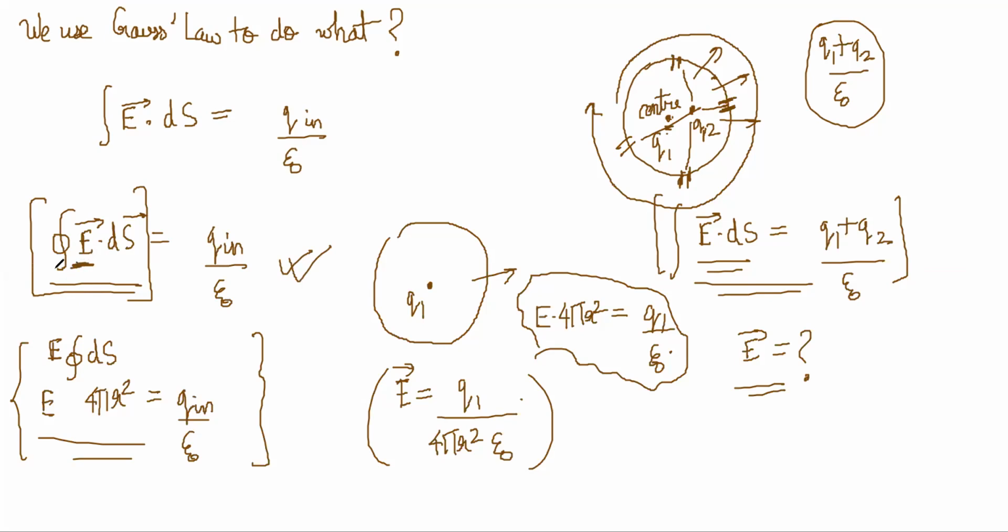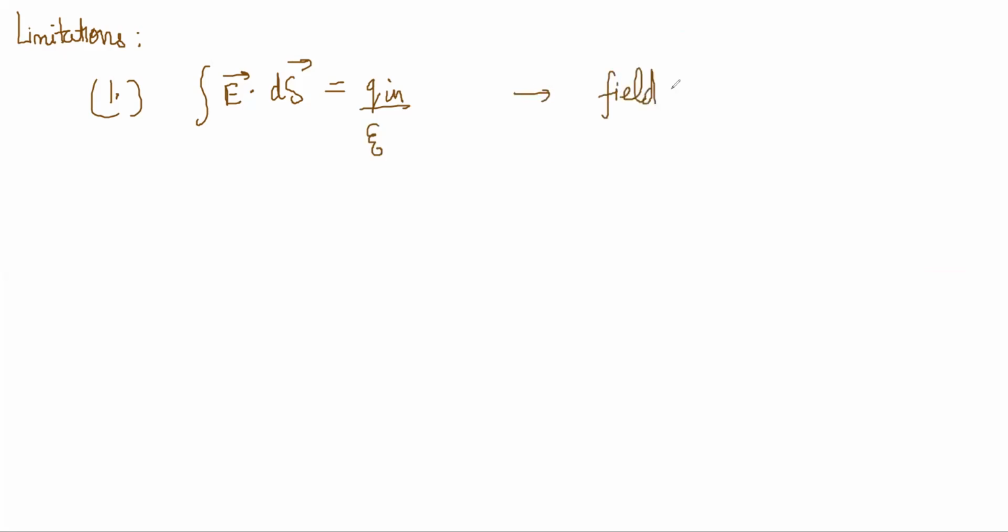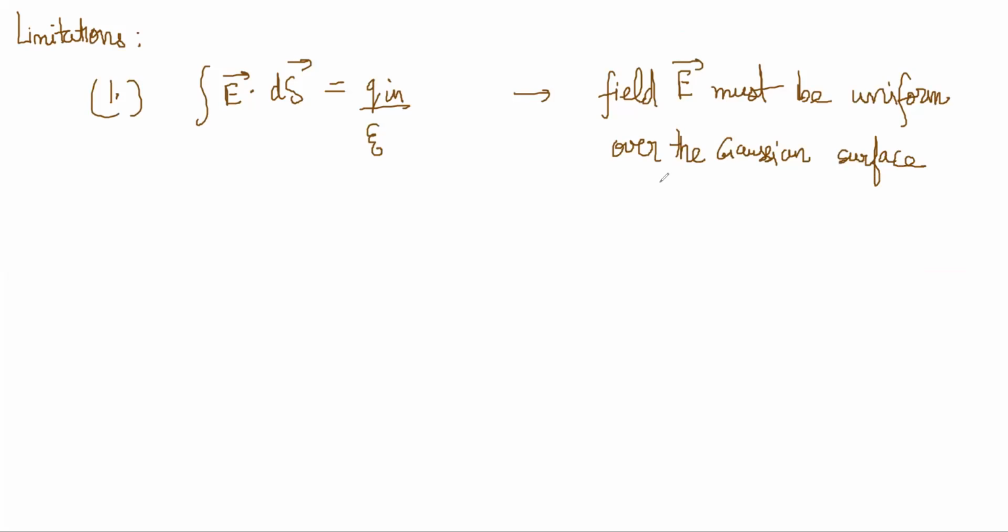So the limitations of Gauss's law are a few. What are the limitations? First of all, in integral E dot ds equals Q inside by E naught, the field E must be uniform or constant over the Gaussian surface. If it is not constant, you cannot take it outside the integral. If it is constant, you can take it outside, and it becomes E integral ds equals q in by E naught. That is good because then you can find this out.